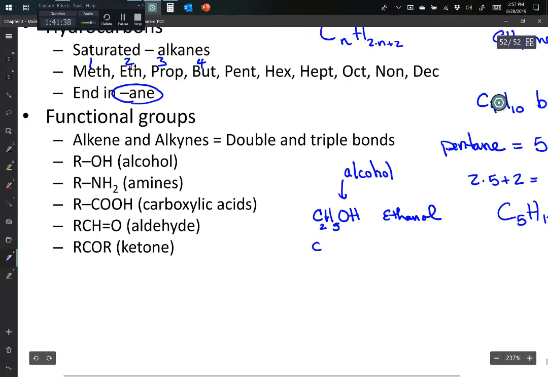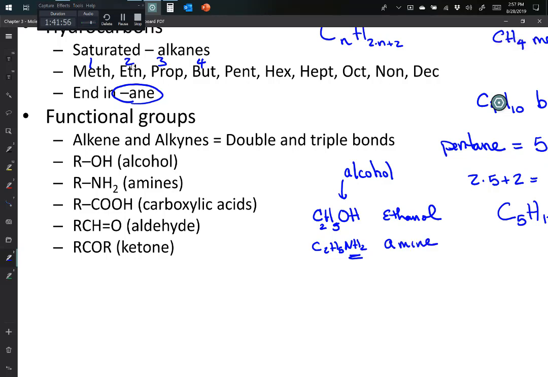If I have C2H5NH2, this functional group, this is an amine. The common name is actually ethylamine. The systematic name is ethanamine. But you don't need to know the actual systematic names. I just want you to know what the functional groups are.